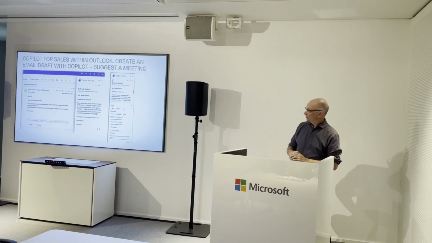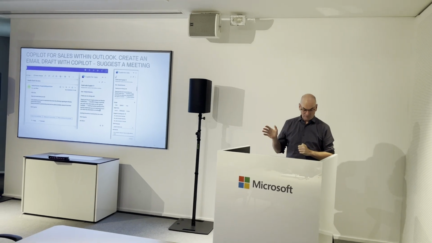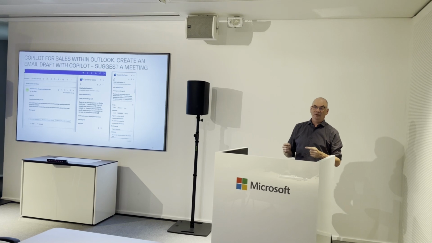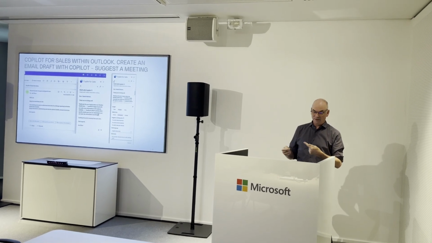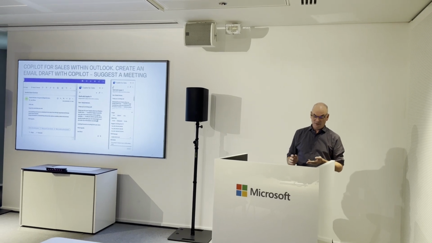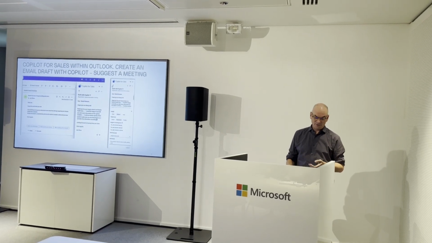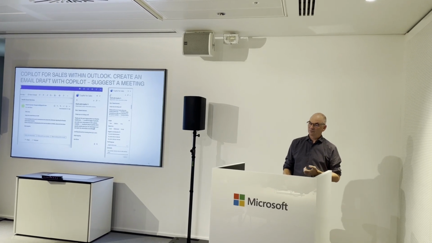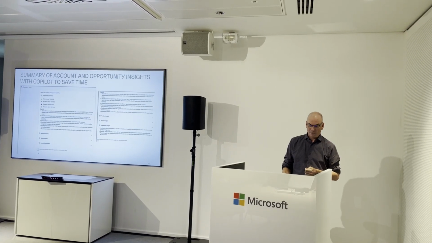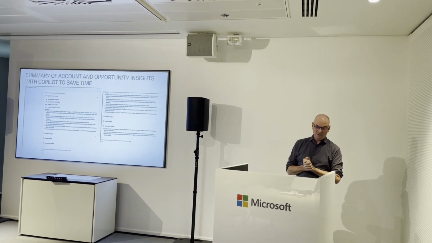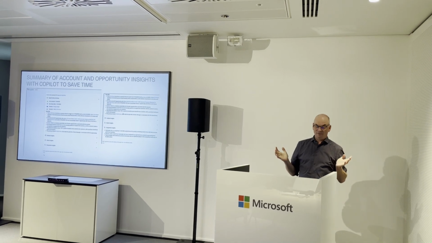We can also, you'll see on the right hand side here, see meeting information, so suggesting a meeting, again using Outlook to just quickly create meetings and have those linked as well to that particular prospect or that particular opportunity, very quick and easy using Copilot to suggest meetings.